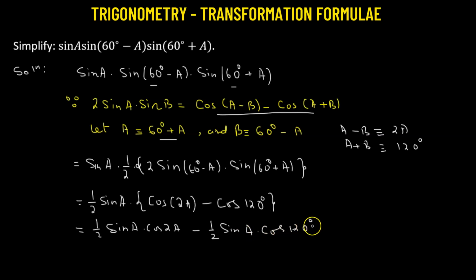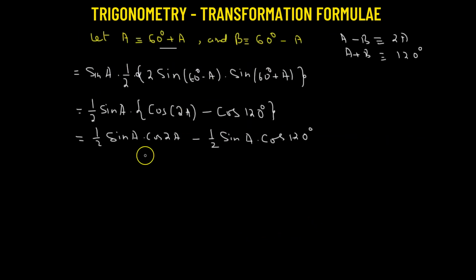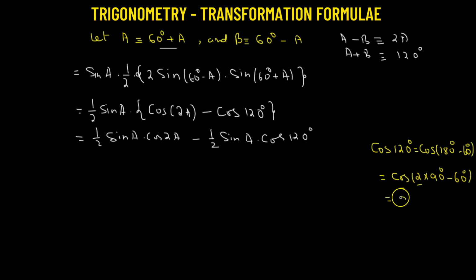Let's try to find out the value of cosine 120 degrees. Now we know that cosine of 120 degrees can also be expressed as cosine of 180 degrees minus 60 degrees, which is cosine of 2 times 90 degrees minus 60 degrees. Here we have an even multiple of 90 degrees, so cosine is going to remain as the cosine function, but the new angle is going to be 60 degrees. But for 120, we are in the second quadrant where the cosine function is negative. So cosine of 120 degrees is negative cosine 60 degrees, which means its value is negative half.